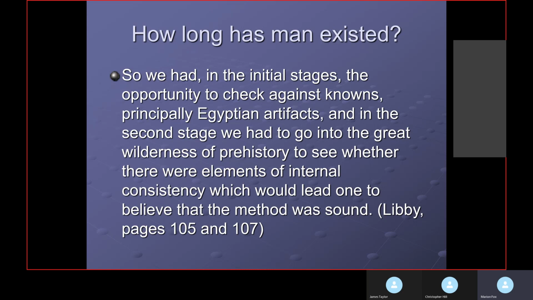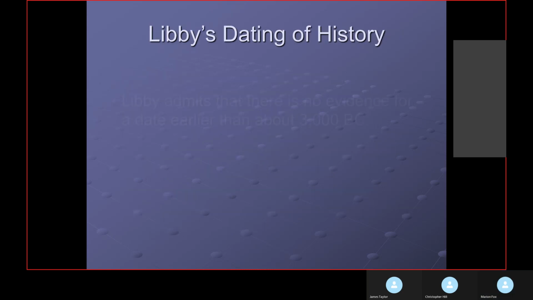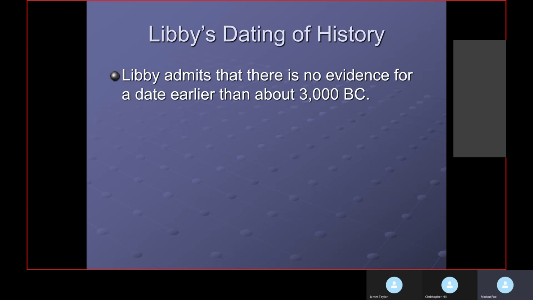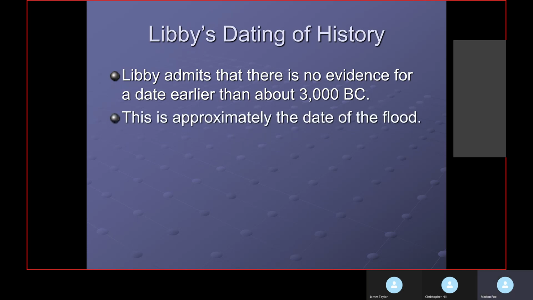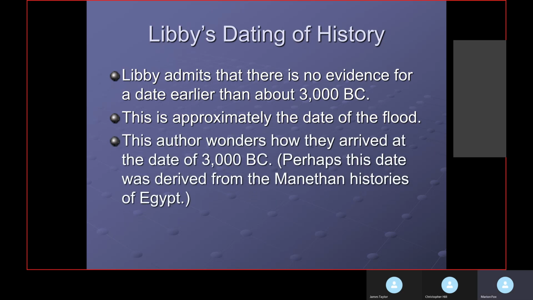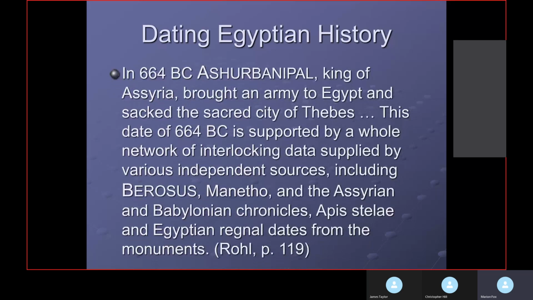This is Libby. This is the guy that came up with radiocarbon dating. So he's the fellow that got the Nobel Prize for it. This is a quote from him. Libby admits that there's no evidence for a date earlier than about 3000 BC. And there has been recent evidence that showed that some of that's kind of shaky. This is approximately the date of the flood. The author wonders how they arrived at the date of 3000 BC. Perhaps this date was derived from Manethonian histories of Egypt, but we'll get back to that at a later time.